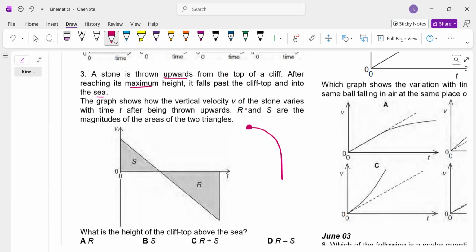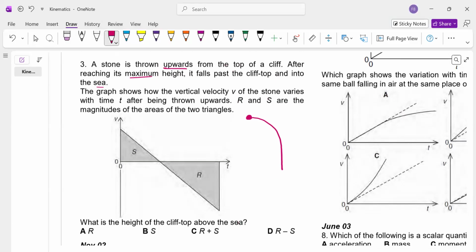The graph shows how the vertical velocity v of the stone varies with time. What is the height of the cliff top above the sea? Firstly, you must know this is a velocity-time graph, right? So what do you get from the area of a velocity-time graph? They have mentioned displacement. So we can get displacement from the area of the velocity-time graph.